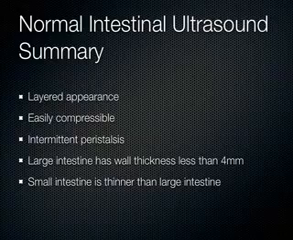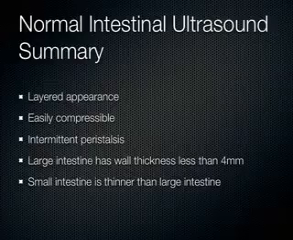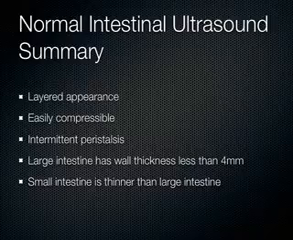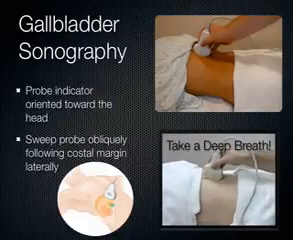So to summarize, with the intestines, you want to have a nice layered appearance. It should be easily compressible. You should see intermittent peristalsis. And keep in mind that large intestine has a wall thickness less than 4 millimeters, and small intestine is somewhat thinner than that. Changing gears one last time, we're going to talk now about the gallbladder.